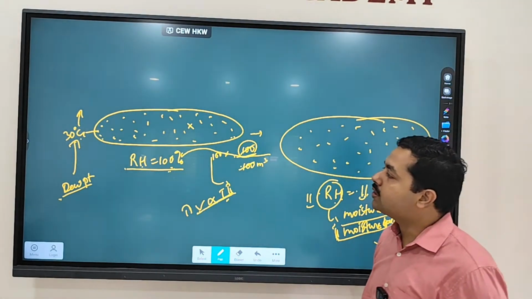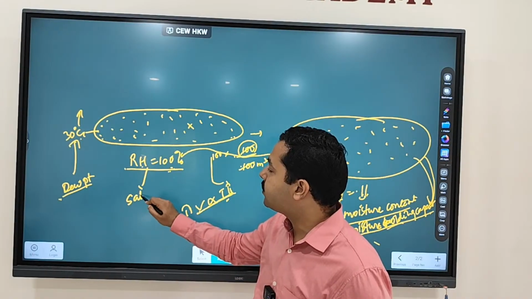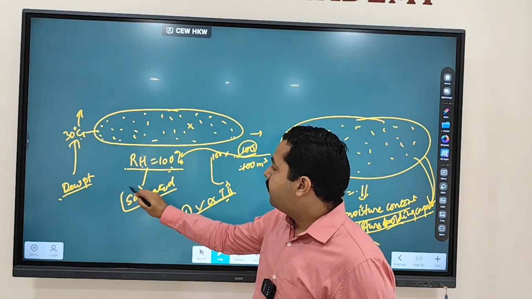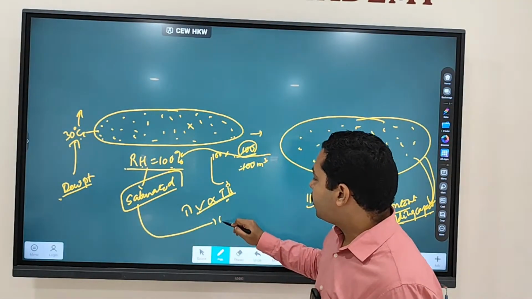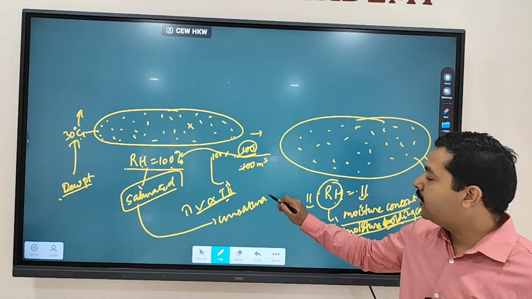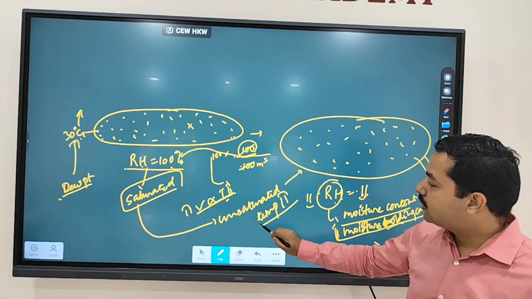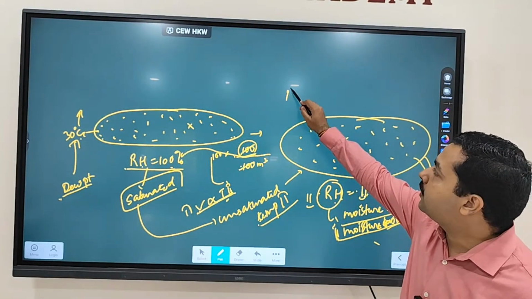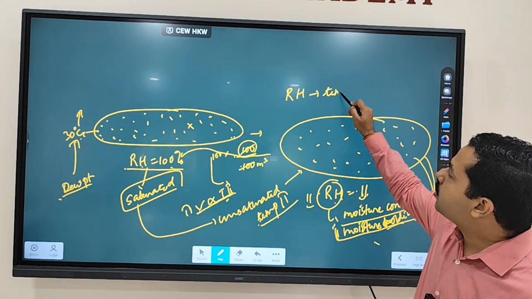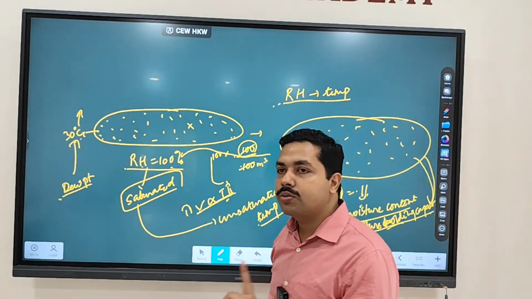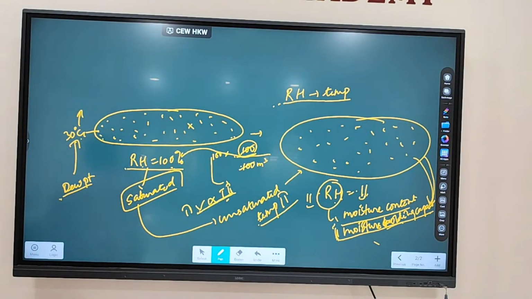So whenever air becomes saturated, you can make it unsaturated by heating, that is, by increasing the temperature. So relative humidity is also going to vary with temperature. How can you change the relative humidity? You can change it by increasing the temperature, and that's why relative humidity also varies with temperature.